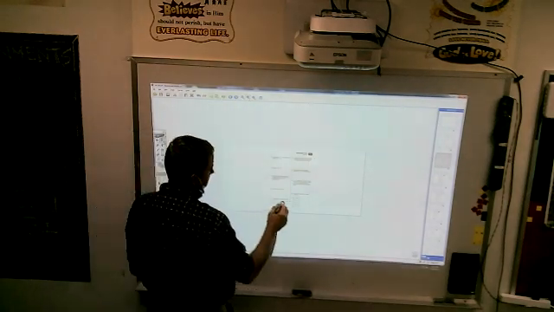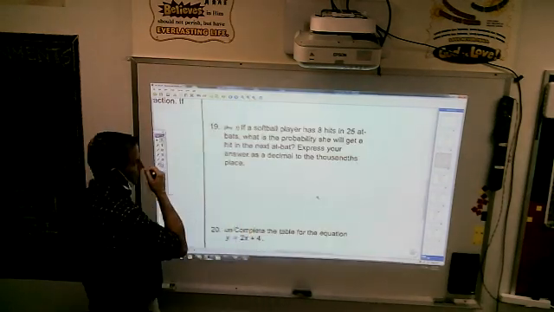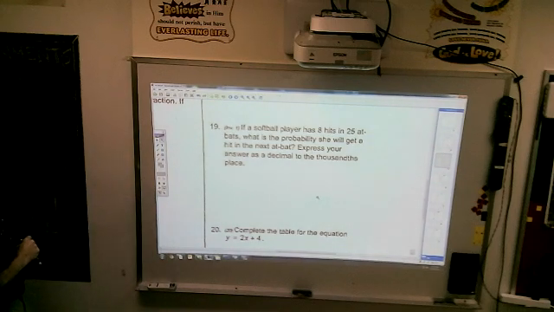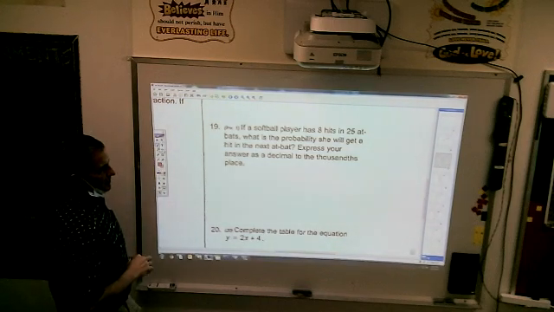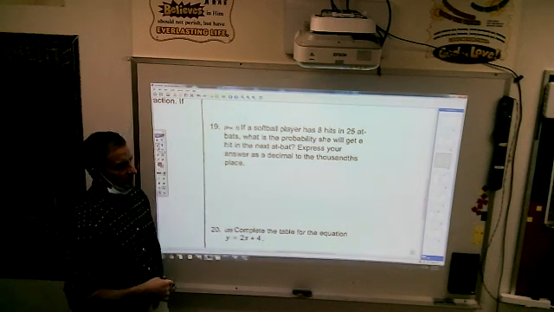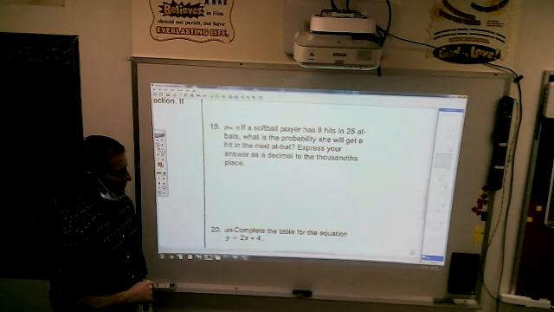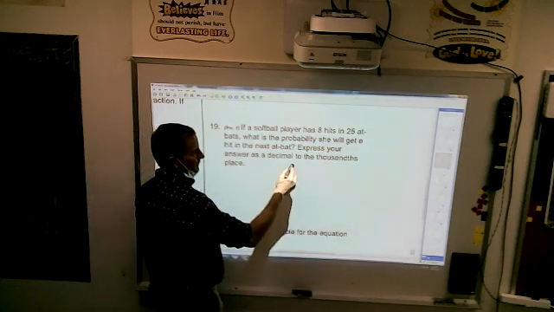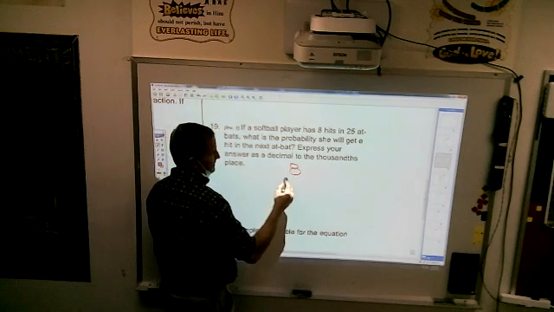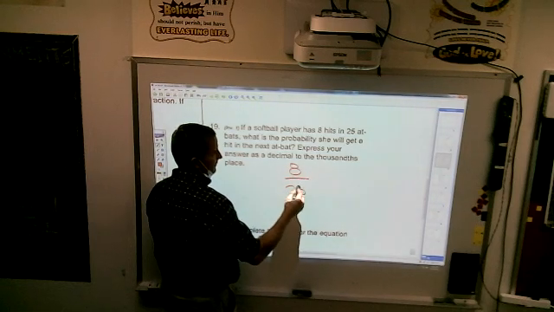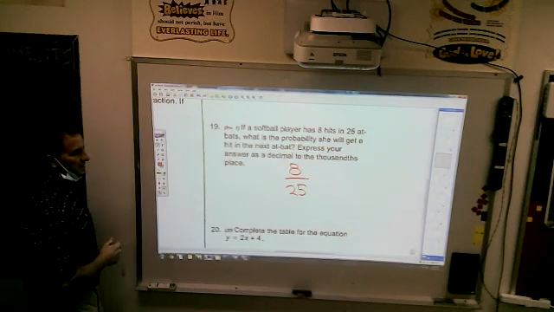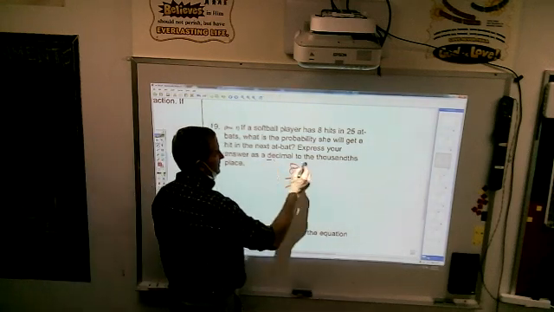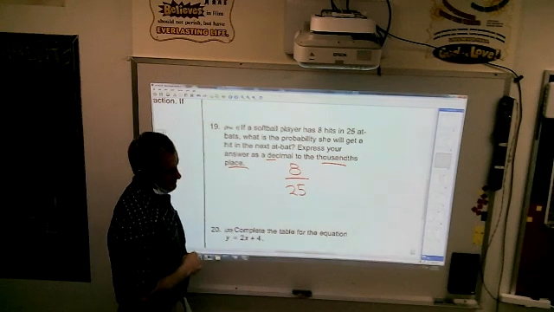Problem number 19. If a softball player has 8 hits and 25 at-bats, what's the probability they'll get a hit at the next at-bat? All right, that, ladies and gentlemen, is what's called experimental probability because you do it by actually doing the thing. If it just is this, you get 8 hits at 25 at-bats. Okay, that's the probability. The problem said to change your answer to a decimal in the thousands place.